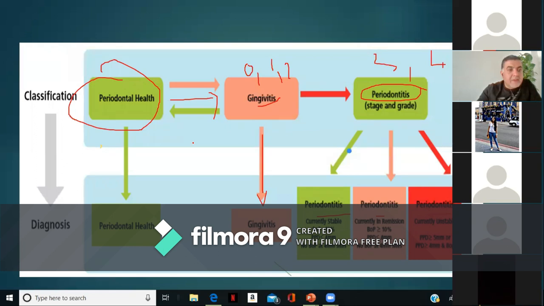Regarding recession, will it be given or should we calculate it from the x-ray? No, it should be given for you. It is difficult to calculate because recession is clinical. You need to see it clinically.